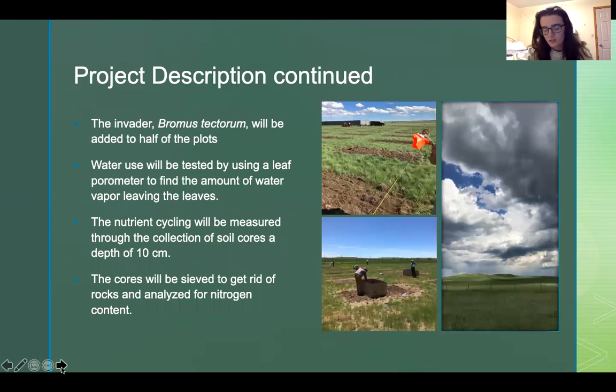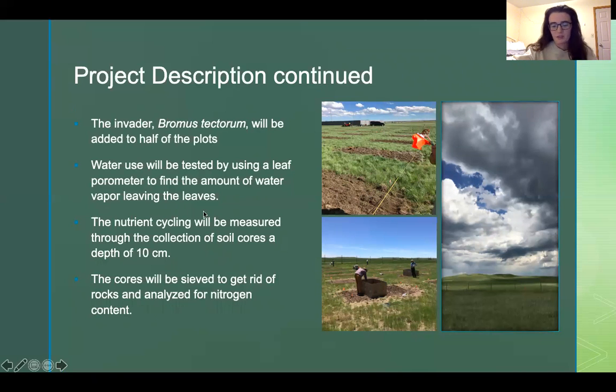There's still stuff that we have to do that we haven't done yet, because most of the things that have been done were weighing out the seeds, tilling, spraying the plots, weeding, watering, building rainout shelters so we can control the water for the drought tolerance, and then measuring the composition of the space. What we still have to do would be to add the invader, which is Bromus tectorum, to the plots.